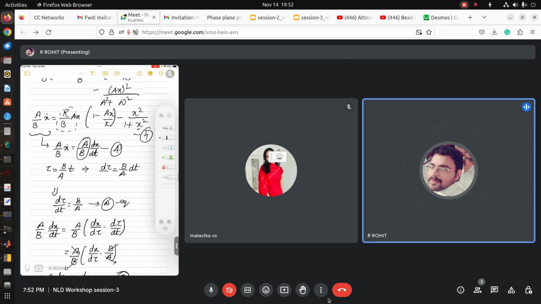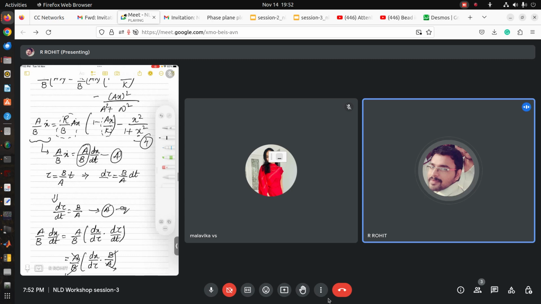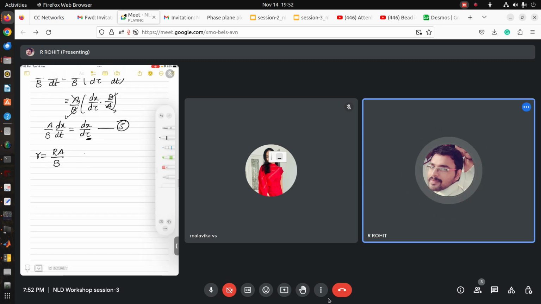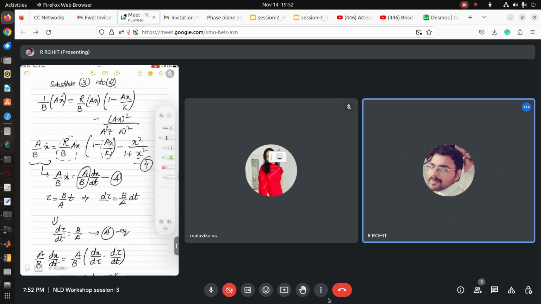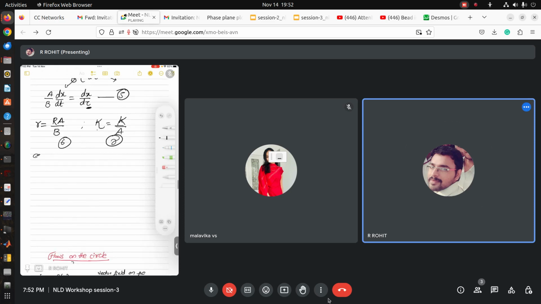And in the third term here you have something like a by K. So you consider small k as capital K by a. This capital K is the carrying capacity. This small k is a non-dimensional variable which we are considering. So if you put these three, equation 5, equation 6 and equation 7, into the actual equation 4, if you substitute, we will substitute equations 5, 6 and 7 into equation 4.